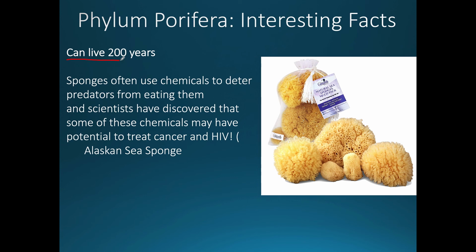They can live for over 200 years. As part of their defense, sponges produce chemicals to deter predators from eating them. Once we discovered this, scientists started looking to see if these chemicals could be used for any medicinal purpose. And it turns out that these chemicals are being studied for their anti-cancer and their anti-HIV activities. In particular, one of the species, the Alaskan sea sponge, seems to have had some promise as an anti-cancer drug.